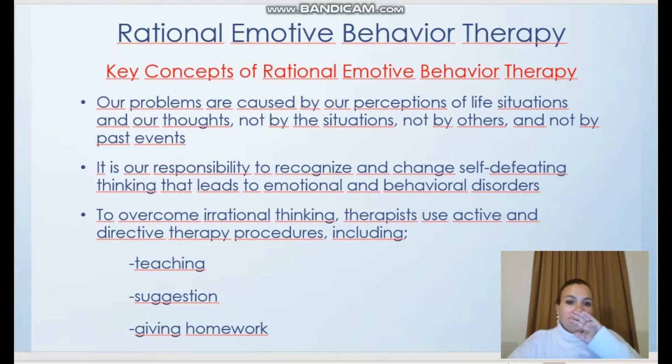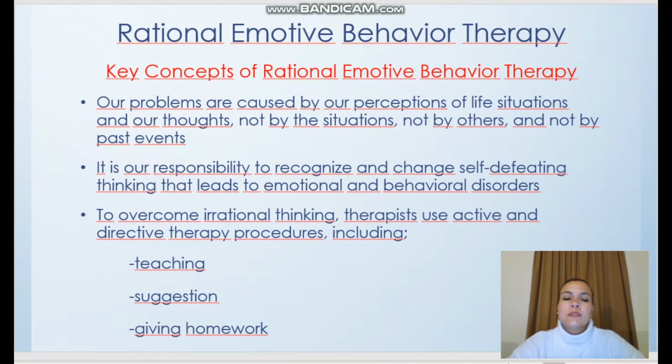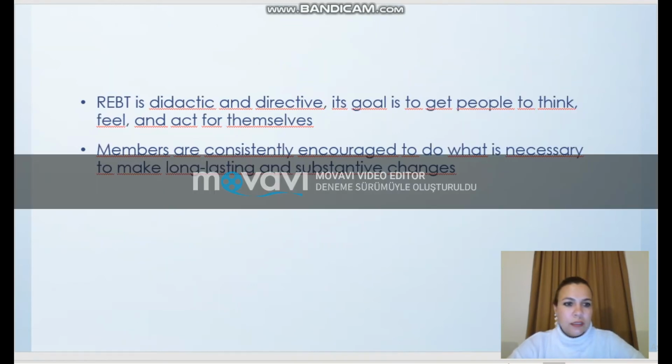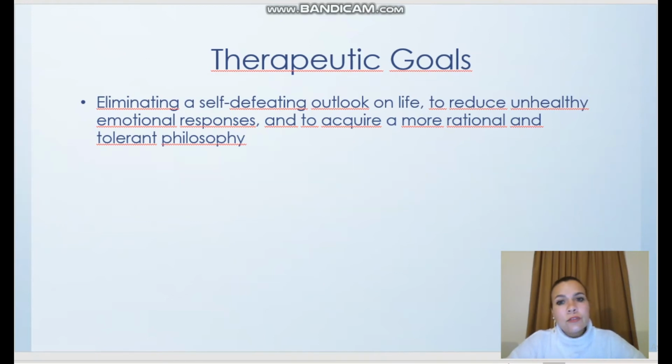Okay. And to overcome irrational thinking, therapists use active and directive therapy, as in all cognitive behavioral therapies, and they may do some teaching, they may give suggestions, and they assign homework, as they do in cognitive and behavioral therapies as well. And the therapeutic goals are to eliminate a self-defeating outlook on life, to reduce unhealthy emotional responses, and to acquire a more rational and tolerant philosophy.